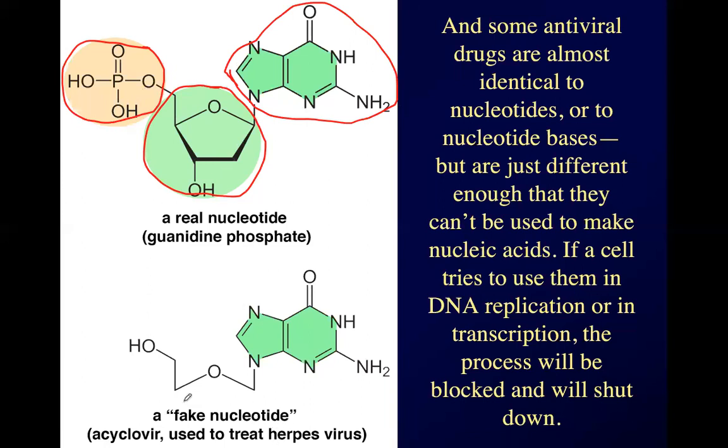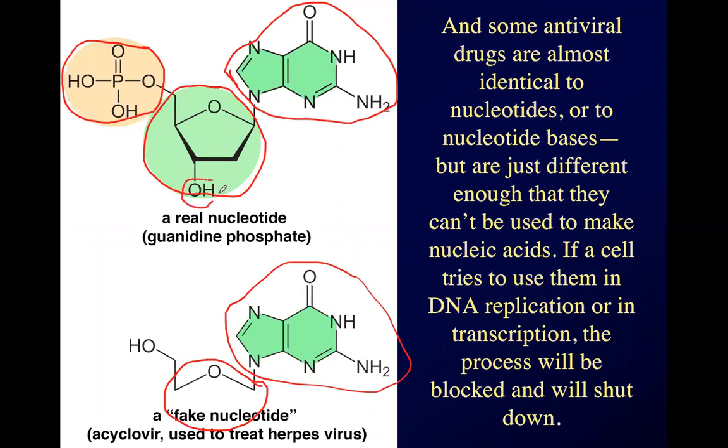This is a drug called acyclovir. And right here, it's got guanine. But you'll notice that the sugar is mostly missing. This is a fake nucleotide. And if you feed a cell full of acyclovir, it will think it's a nucleotide and it will try to incorporate it in making DNA or RNA, but it won't be able to because the sugar is faulty.